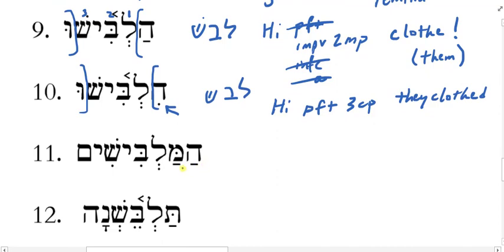All right, number 11. I have ha-malbishim. Same three root letters here. Lavash. Okay? But I have a mem prefix. What's that tell me? This is a participle. Excellent. The -im at the end tells me what about the participle? Masculine plural. How will I know which stem it is? What do I have to look for? Look for the vowel under the mem.